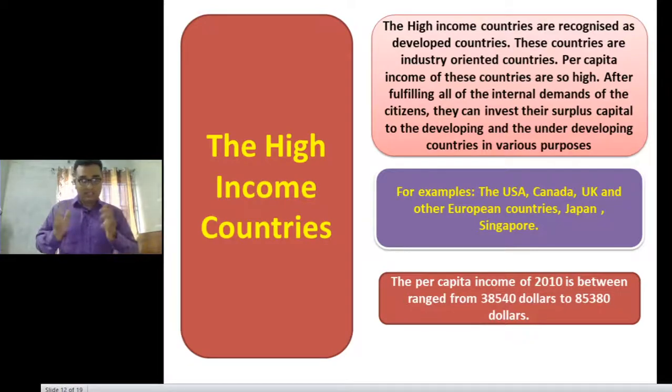The next information regarding the high income countries is the per capita income of 2010, which ranged from $38,540 to $85,380. Okay, so that's all about the high income countries.